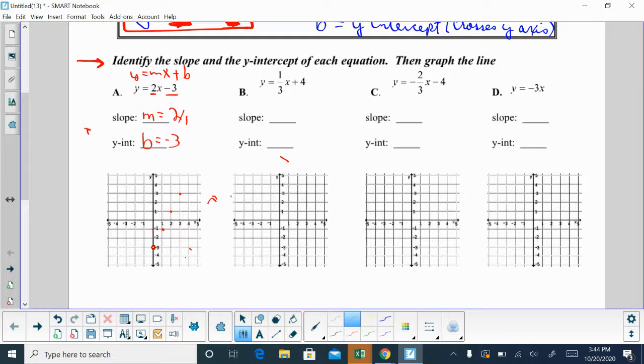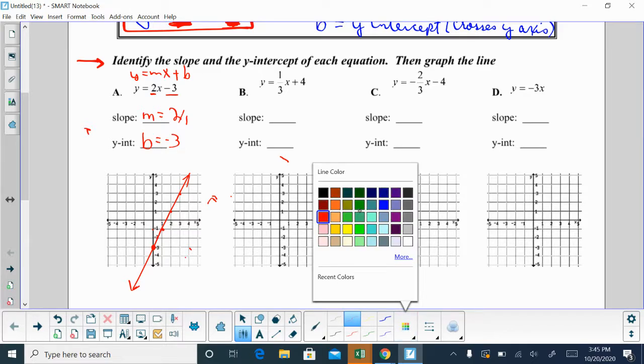Well, that didn't work very well. There we go. And now, thanks to it being in slope-intercept form, I can quickly find 2 points and draw the linear equation. So now let's do the next one. Take a minute and look at it.